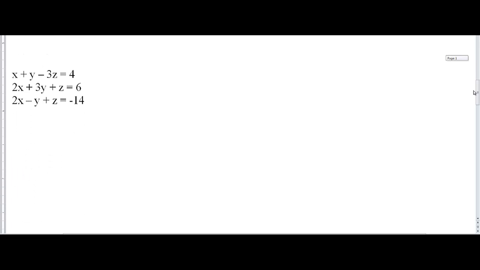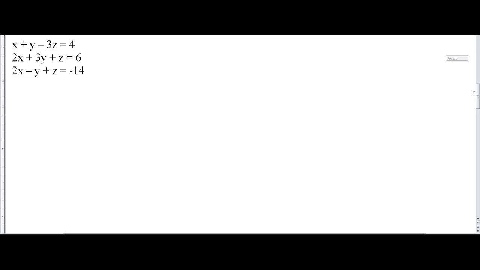Okay, let's go do some combinations to put these together. So I'm going to look at the first two equations and see if there's something I can easily eliminate. Right now it's not as easy though. You'll see that I've got a negative and a positive. So I'm going to take that second line and I'm going to multiply it by 3.